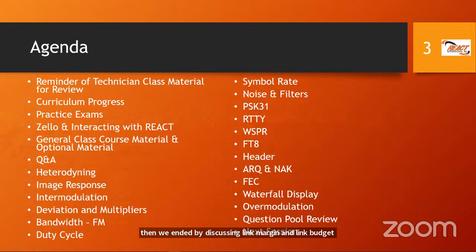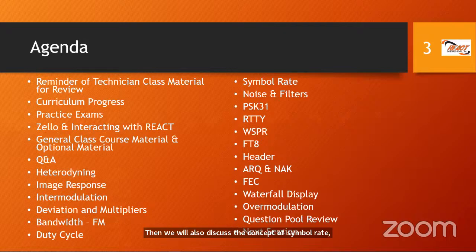So this evening, we have quite a bit of material to cover. We will be discussing the concept of heterodyning. We'll talk about image response and what is intermodulation. Then we go on to talk about the concepts of deviation and that of multipliers. We will also talk about bandwidth as it relates to frequency modulation. Then we will briefly touch on what duty cycle is and why it's important. Then we will also discuss the concept of symbol rate.